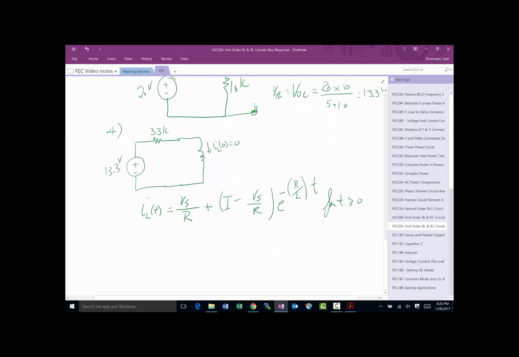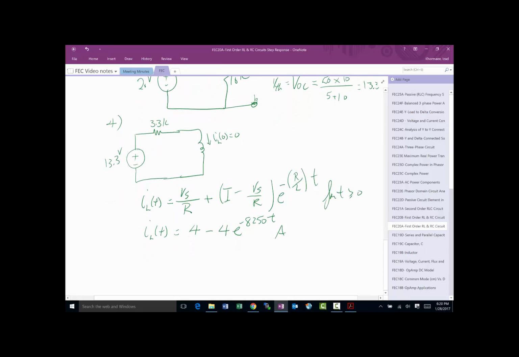So if I do that, then IL of t, when you clean everything up, you'll end up with 4 minus 4 e to the minus 8250 t amps. If somebody wants the voltage across the inductor, that would be basically L di/dt. So if you need the voltage, it's going to be L di/dt.